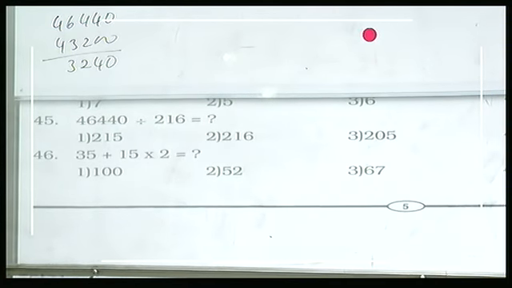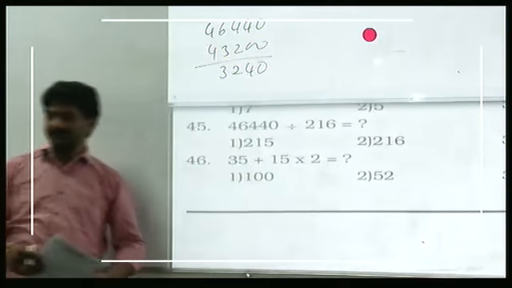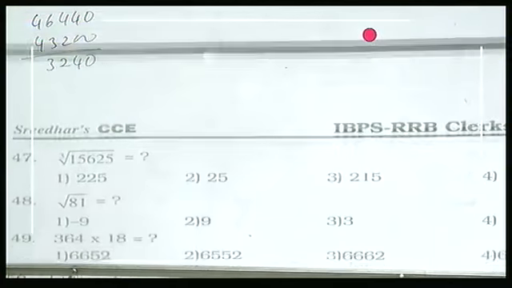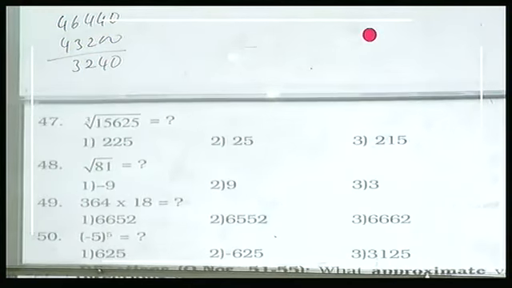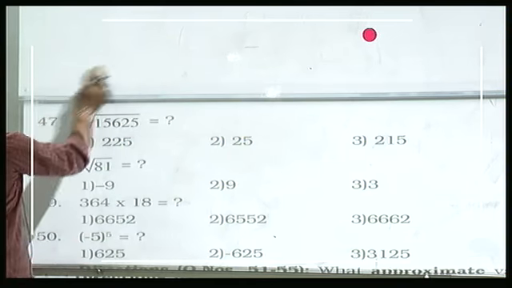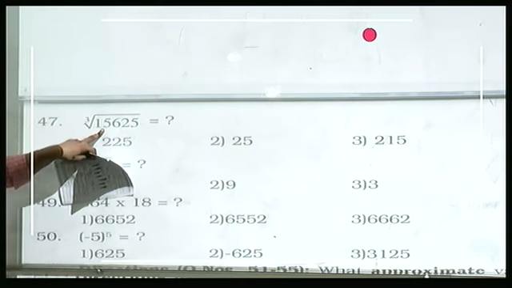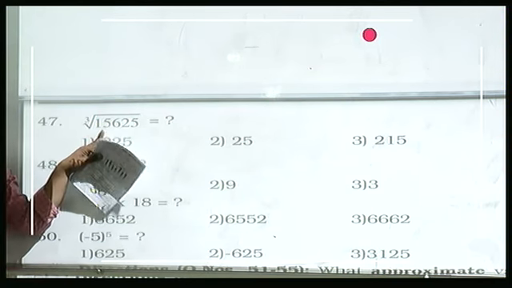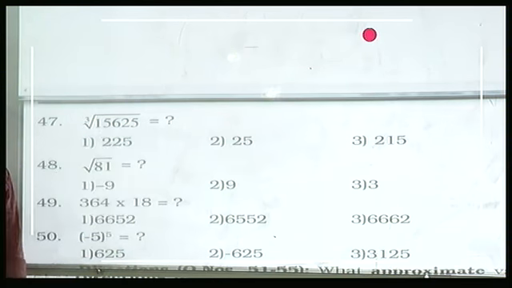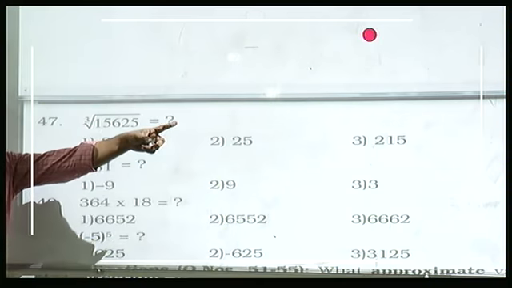Clear? Next, 15 2 times 30. 30 plus 35, 65. Next, 47. What is 20 cube? 20 cube, 8,000. 30 cube, 27,000. Our number is more than 8,000 and less than 27,000. So the answer will be in between 20 and 30 only. Yes or no? How many options do we have? 2 options. Second one and fifth one.